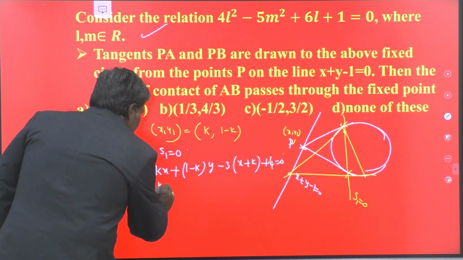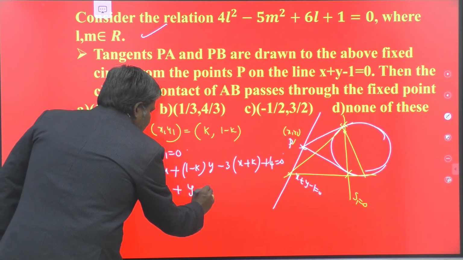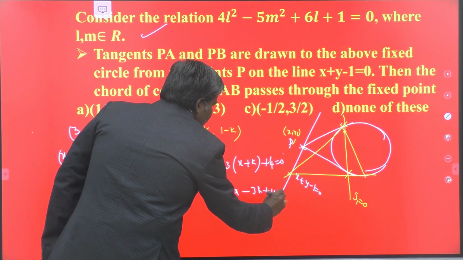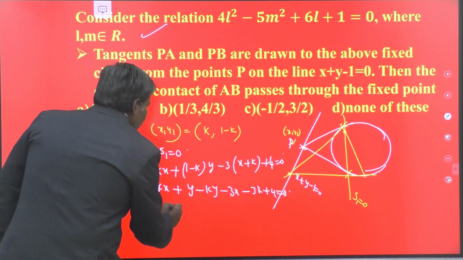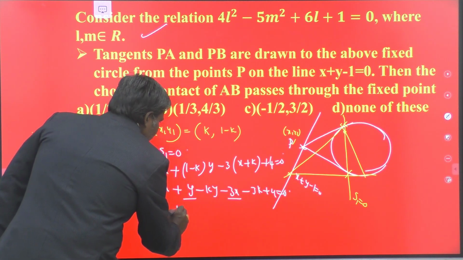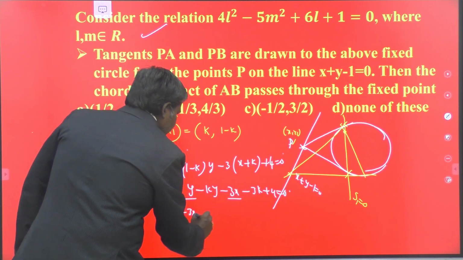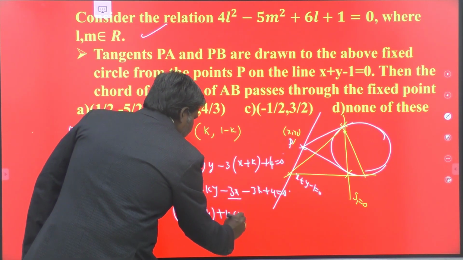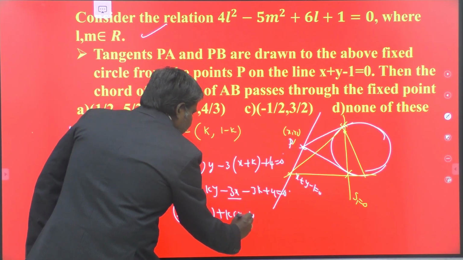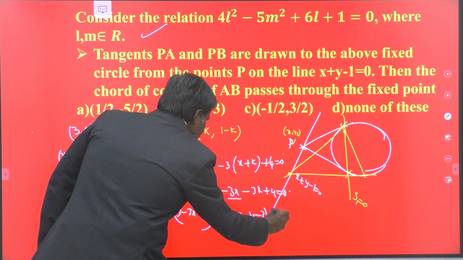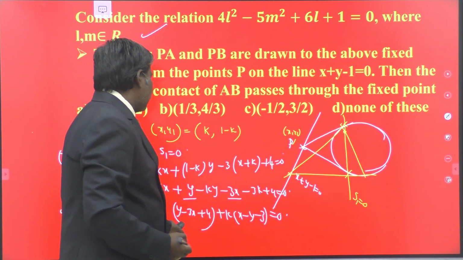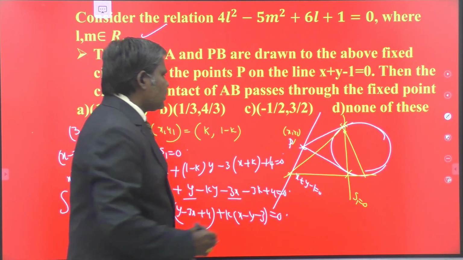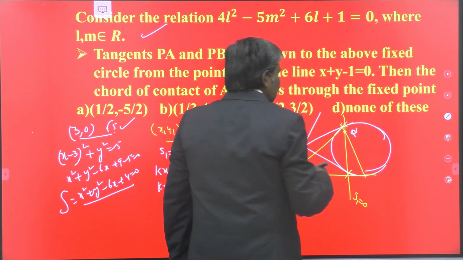First of all, I multiply this: kx + y - ky - 3x - 3k + 4 = 0. So without k, the terms are what? This is y - 3x + 4, plus k times of what? This is x - y - 3. This is equal to 0. What is the form? This is of the form L1 + kL2 = 0. By solving these two equations, we get the fixed point, say Q.